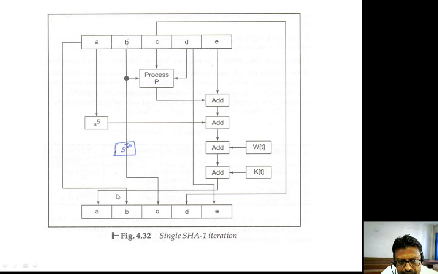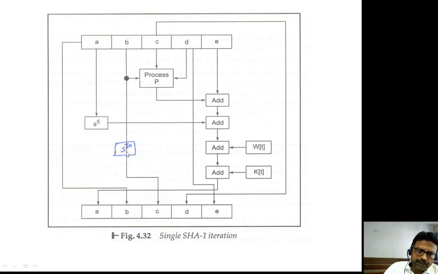So A has been updated after one round of these operations. The value of A is updated, the value of B is also updated, and the previous value of A will become the new value of B. The previous value of B, after the shifting process, whatever bits are available, we shift it 30 bits left.